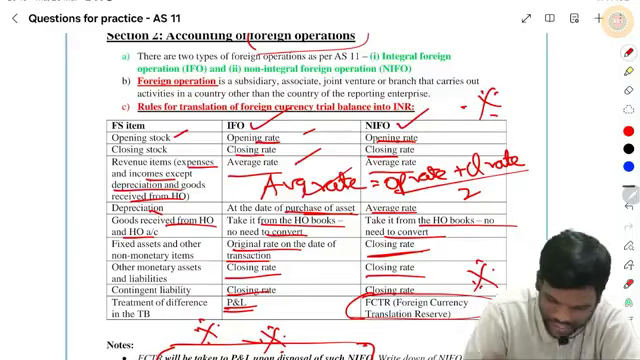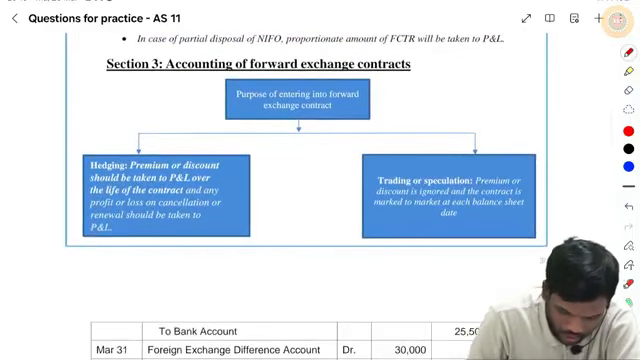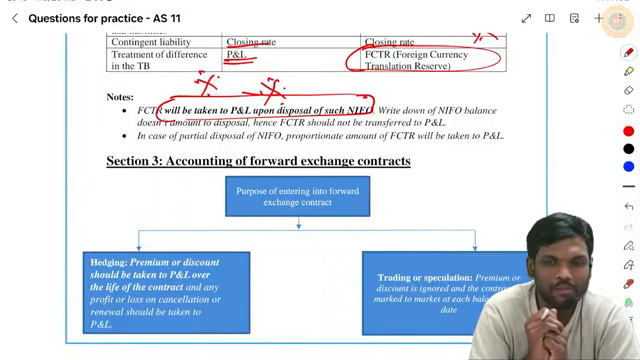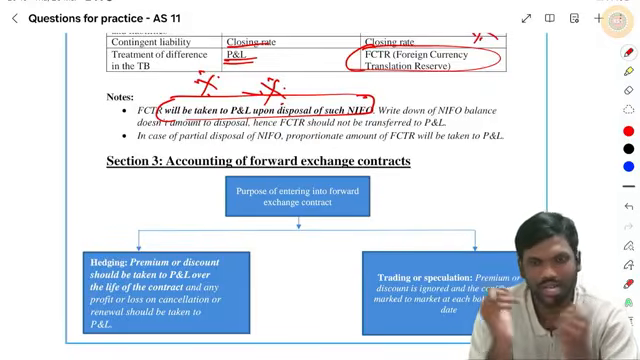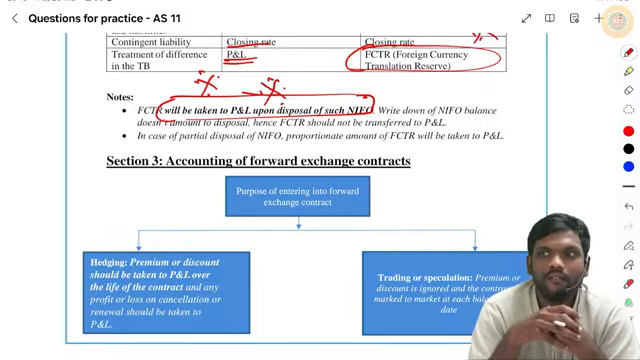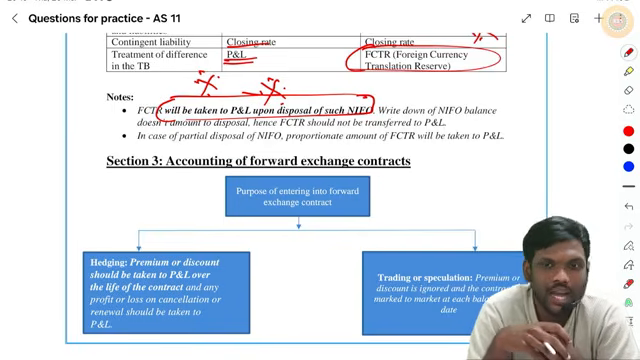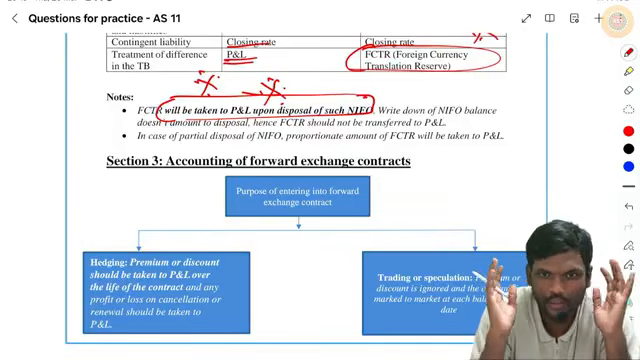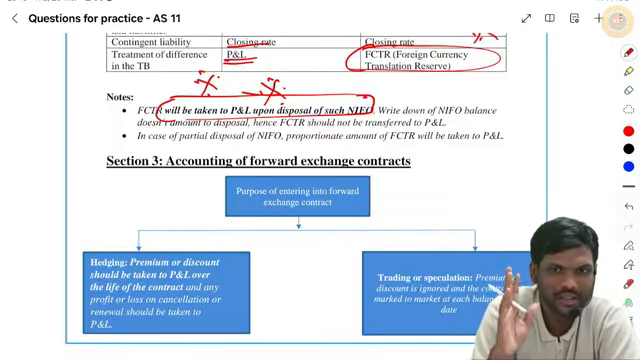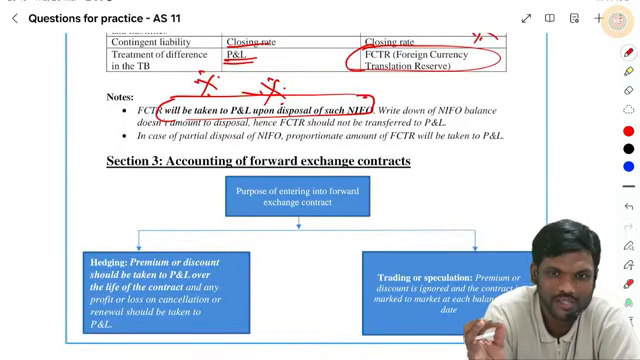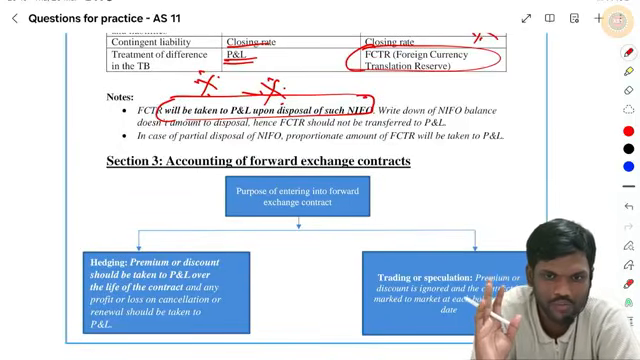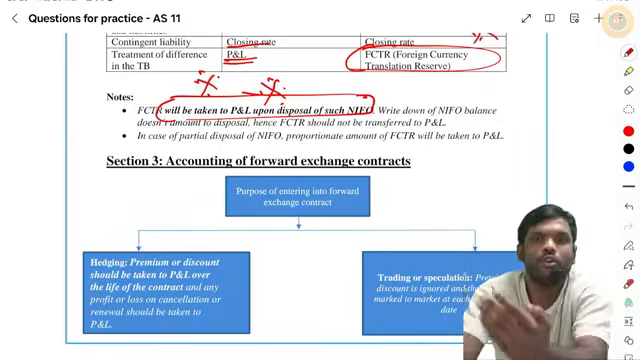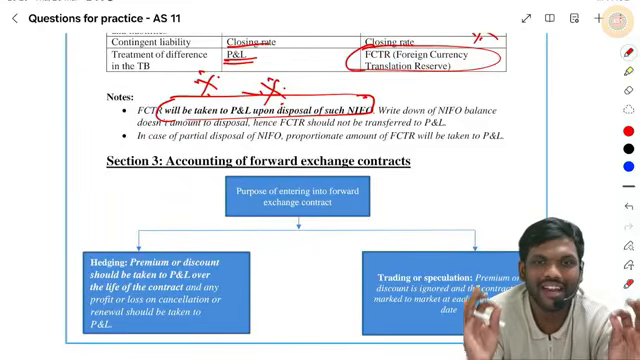Moving on to the last section, which is accounting for forward contracts. Can I simply explain in simple terms? I'll give you a small definition of forward exchange contracts. Whenever you have a foreign currency asset or liability, you have some risk. Keep it like this: forward contracts mean that in future, with some other party, you are going to buy or sell foreign currency at an agreed exchange rate.